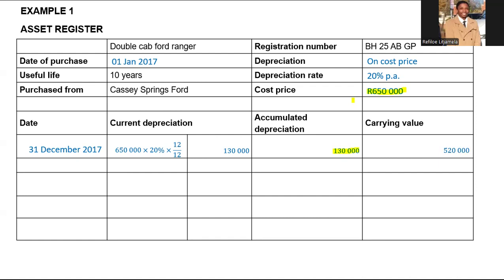The second year will end on the 31st of December 2018, meaning that we have used this vehicle from the 1st of January 2018 up to the 31st of December 2018. We've used it for 12 months. When we depreciate it, we will take the 650 times it by the depreciation rate of 20% and multiply it by 12 over 12. It'll give us depreciation for that year, which will be 130,000.